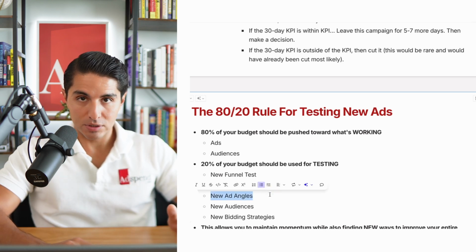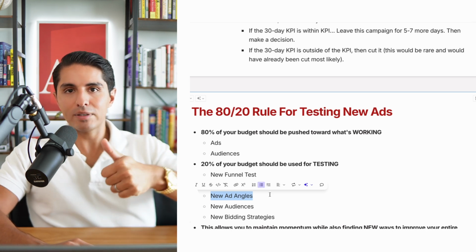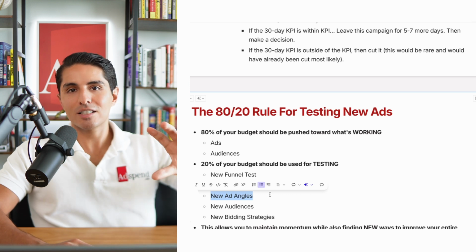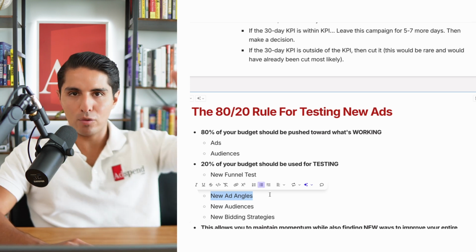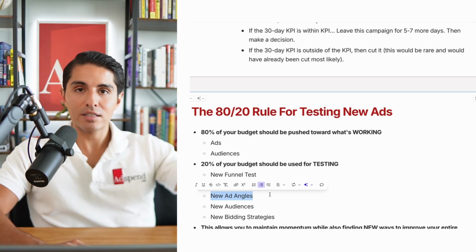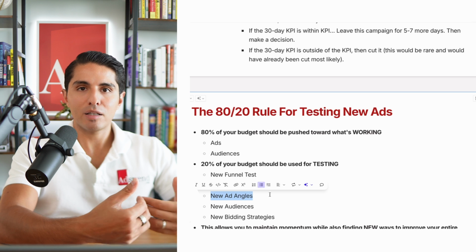New ad angles. You got a winning ad, but you want to test a new concept, okay? Concept, angle. What's the difference? A variation is a different iteration. A variation is saying the same thing in a different way, a new spin on it. An angle or a concept in this case is a totally different message, totally different type of pitch, right?